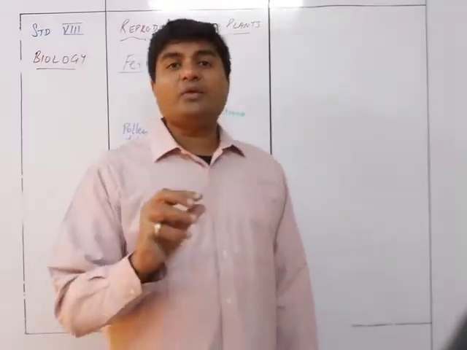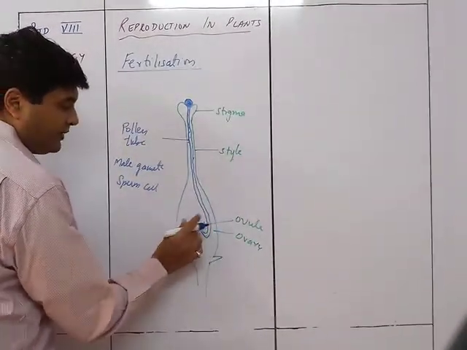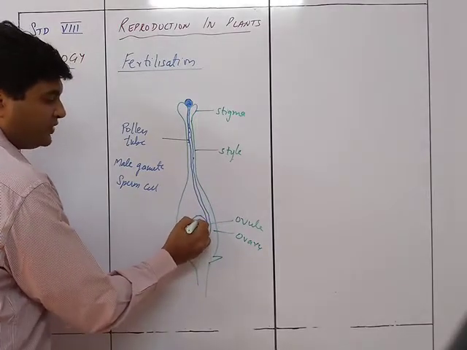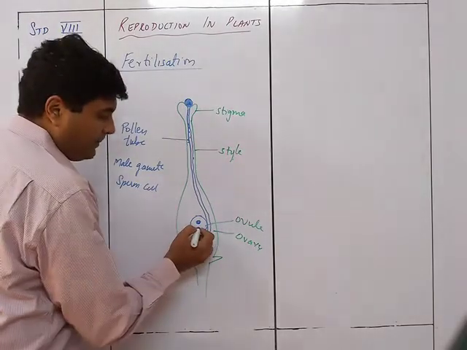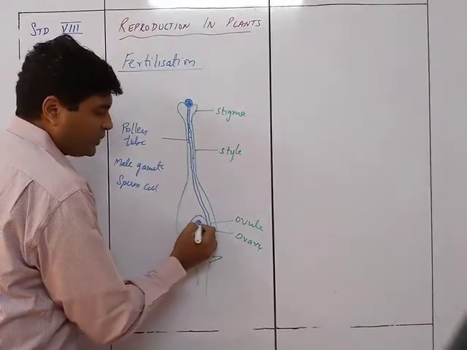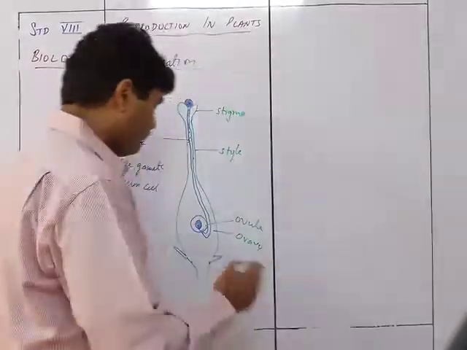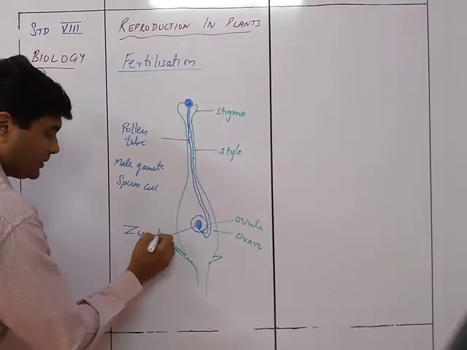So when it enters into the ovule, suppose we just make it a bit bigger, the male gamete is going to fuse with the female. So there is a female gamete here, the egg cell over here, and the male gamete over here. They are going to fuse together to form the zygote. So what you form over here will be the formation of a zygote.